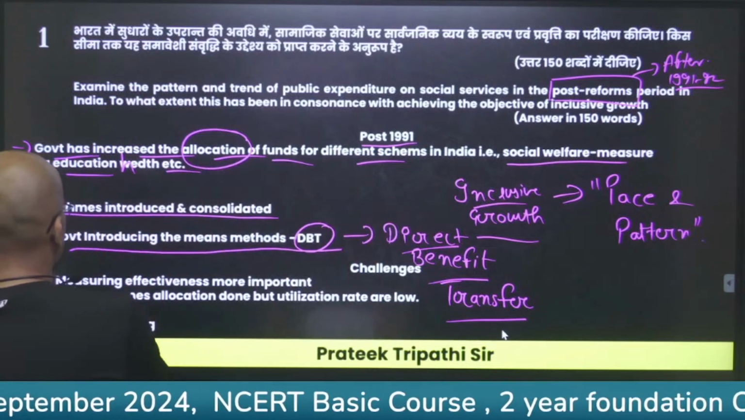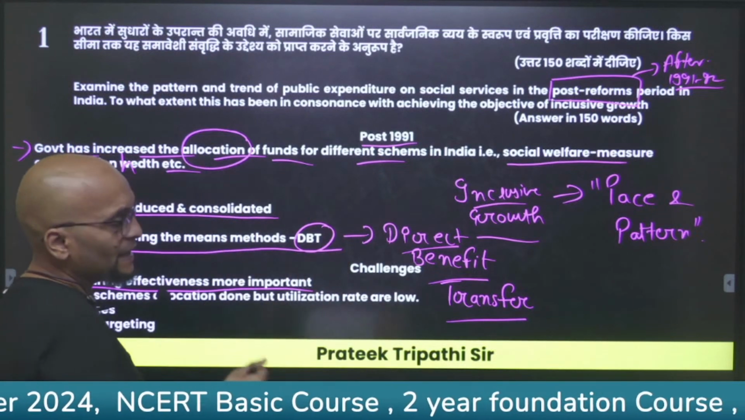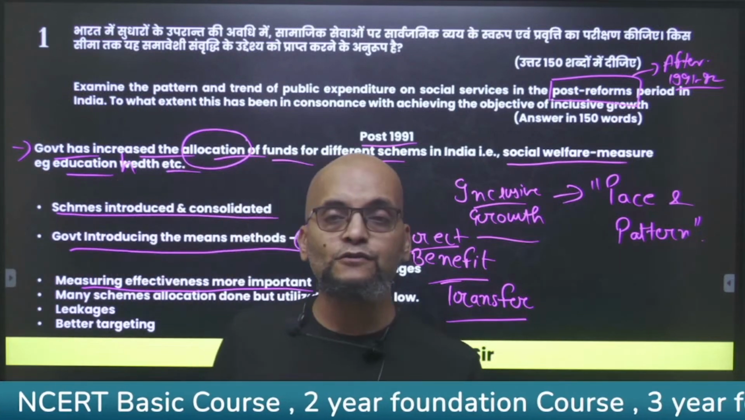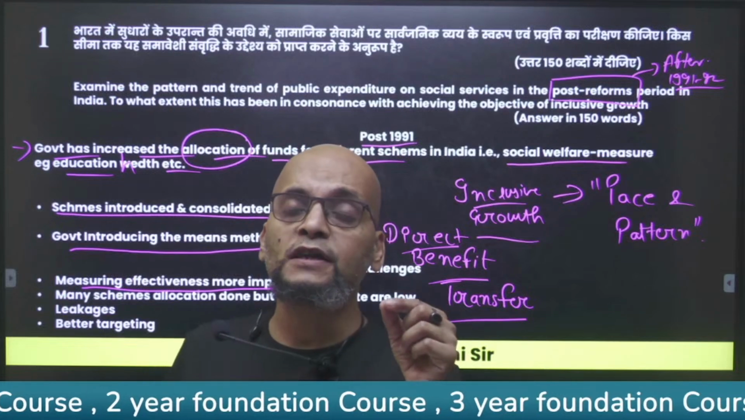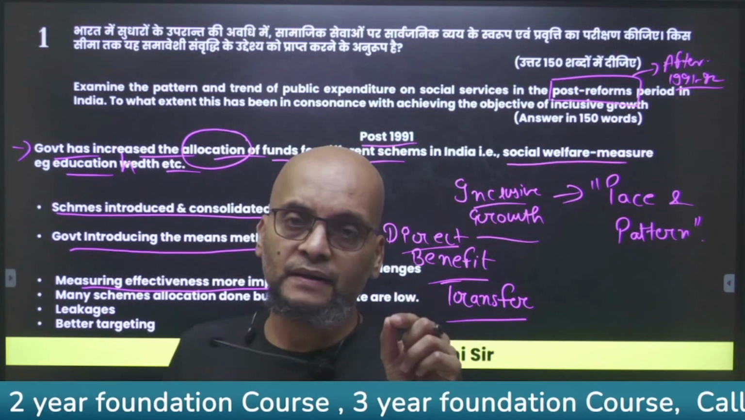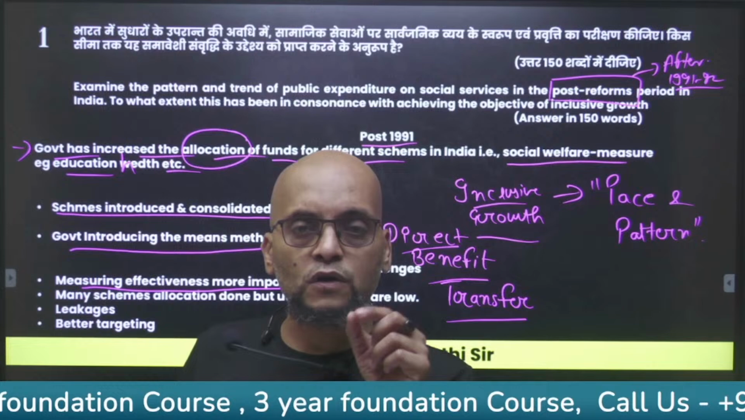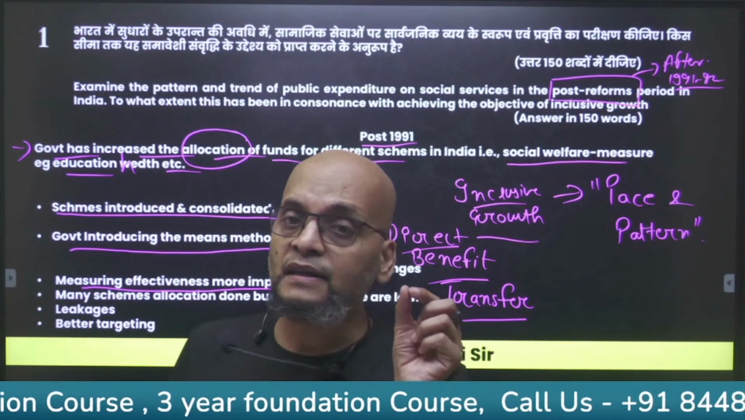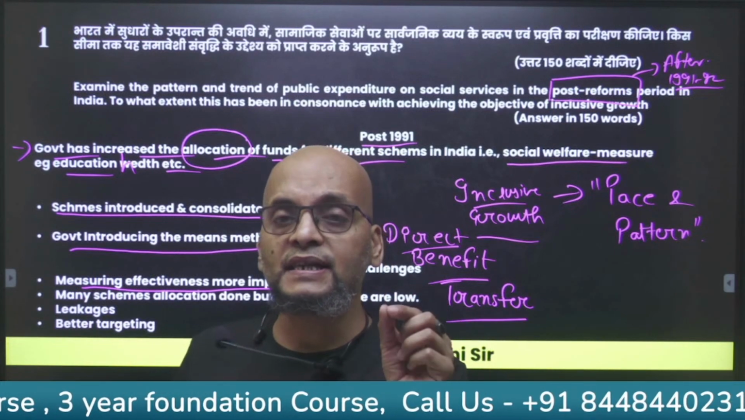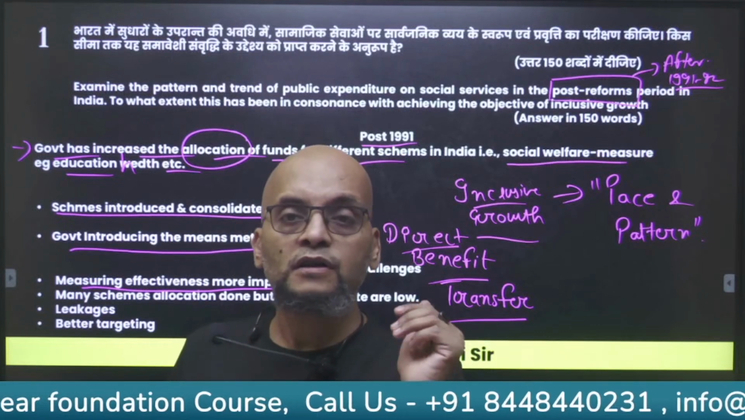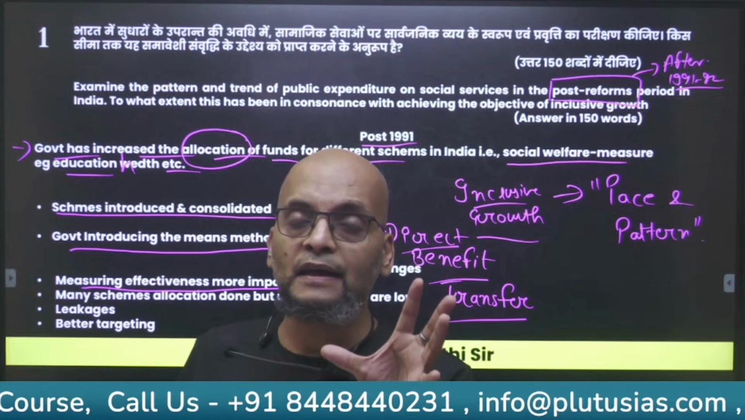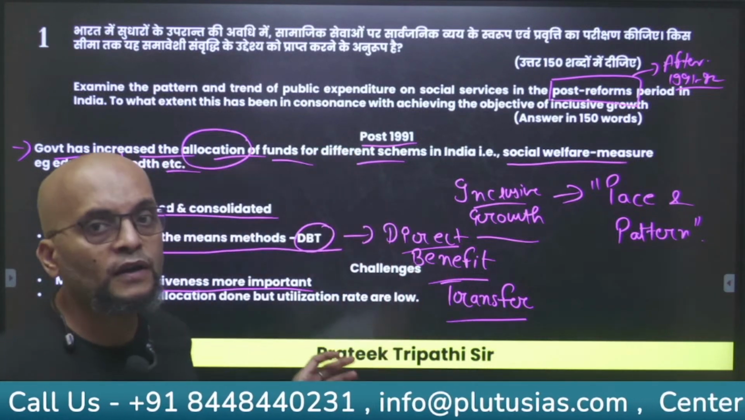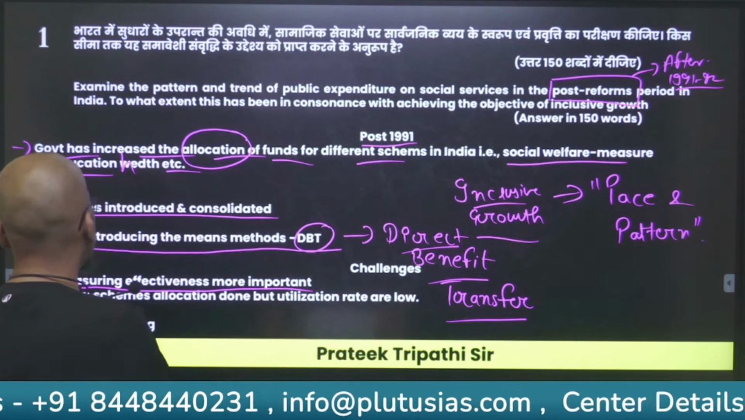Next is, measuring effectiveness is more important. So yes, government has taken measures, government is doing whatever is necessary, but government also has to concentrate, it has to look at how effective these schemes are on the ground. So measuring the effectiveness is important, whether the things are being carried out in a proper sequence or not, that's also the job of the government.